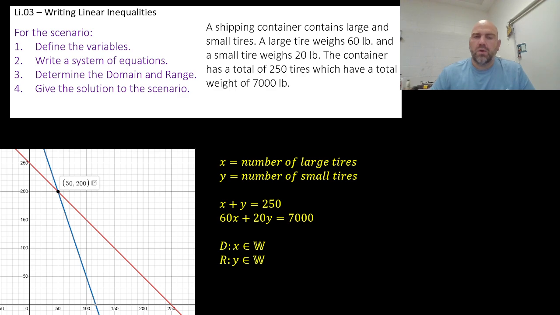Okay, the first one, the red one, is our first equation, and the blue one is our second equation. Now, there are numerous points that work for each of the lines, but only one point that works for both of the lines. And that is going to be our answer. So our answer here is that there are 50 large tires, because x equals 50, and 200 small tires. Once we have those lines crossing, we can find the answer to the question.